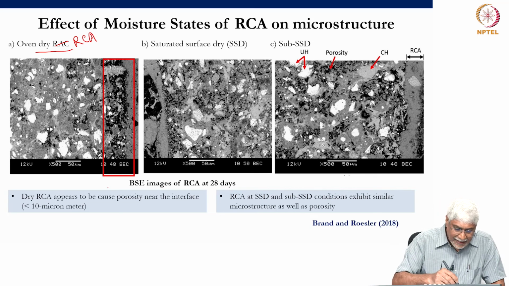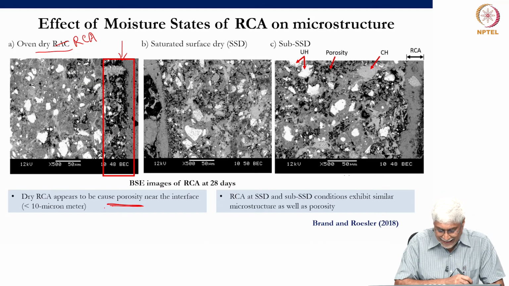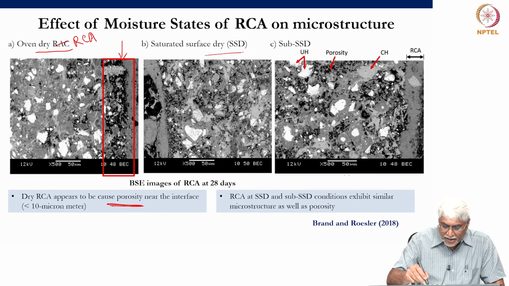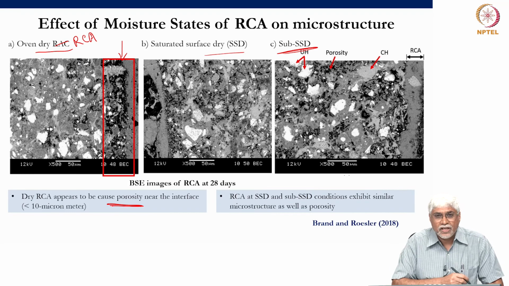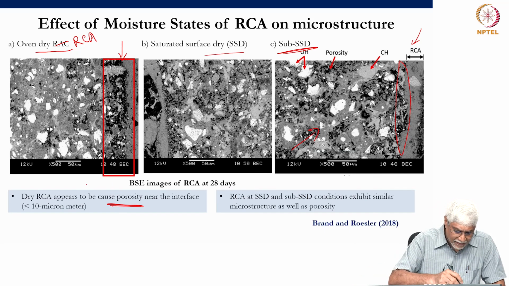You find that there is an interface that is weaker and porous. So there is a porosity when you use the RCA that is dry. Whereas if you have saturated surface dry or sub saturation, then you find that there is no such weak interface. You don't see any porosity here in the interface. This is the aggregate, the RCA, and this is the remaining, now adhered, hydrated cement paste in the microstructure here. And you find that you don't have this porosity that we see in this image.